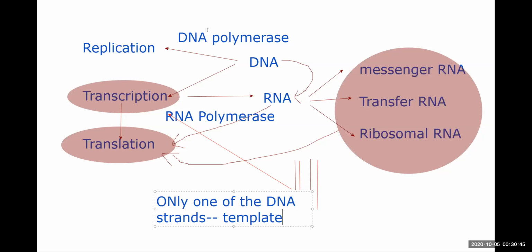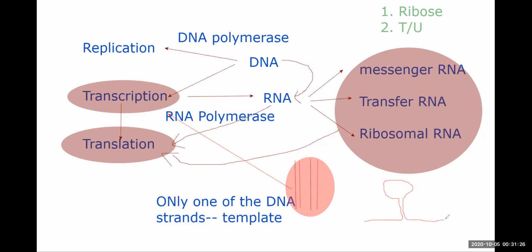Also, just review the major differences between DNA and RNA molecules, which we have covered. Number one, ribose versus deoxyribose. Second, replacement of thymine by uracil. And just for the sake of clarity, DNA is a double-stranded molecule, but RNA could be single-stranded, but at certain points it can become double-stranded, and then again single-stranded.